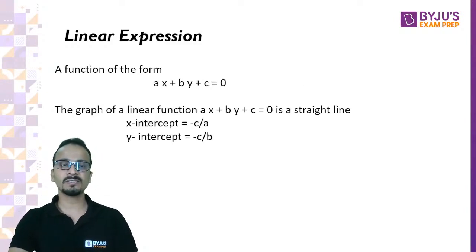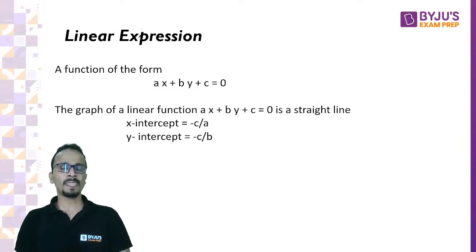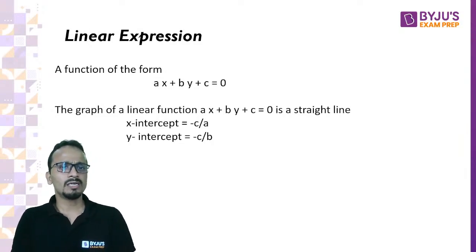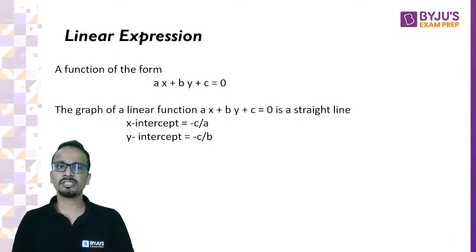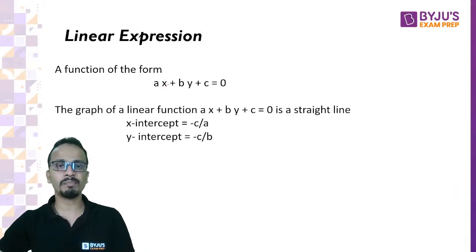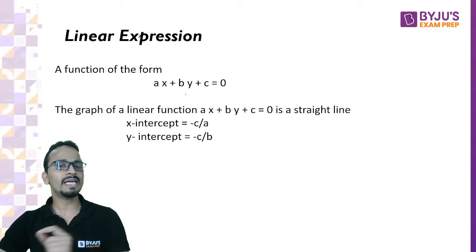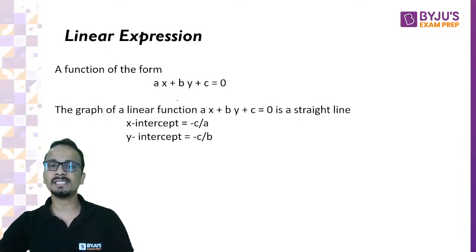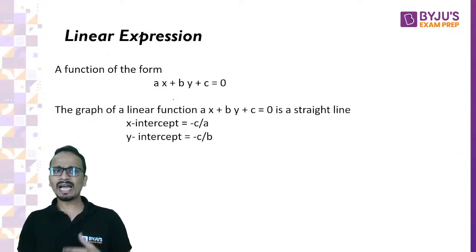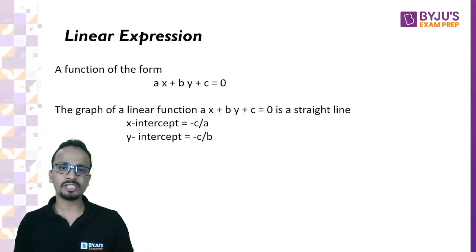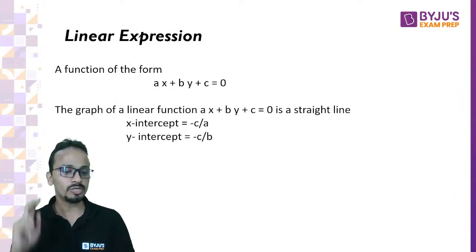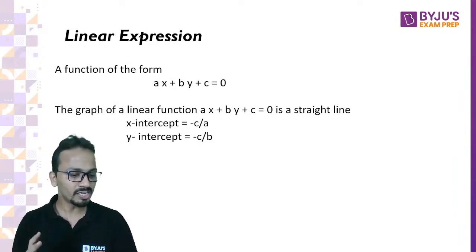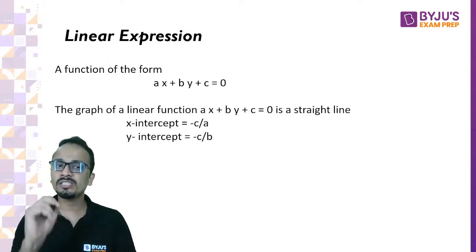So, first thing is the graphs of linear expressions. As all of you know, a general form of a linear expression in two variables is of the form ax plus by plus c equal to 0. Here x and y are variables and a, b and c are constants. If I look at the graph of any linear expression, it has to be a straight line. You are given a linear equation in two variables; the graph will always be a straight line.